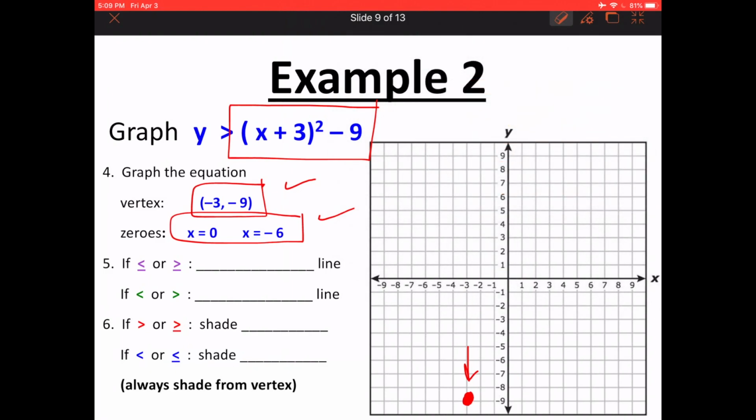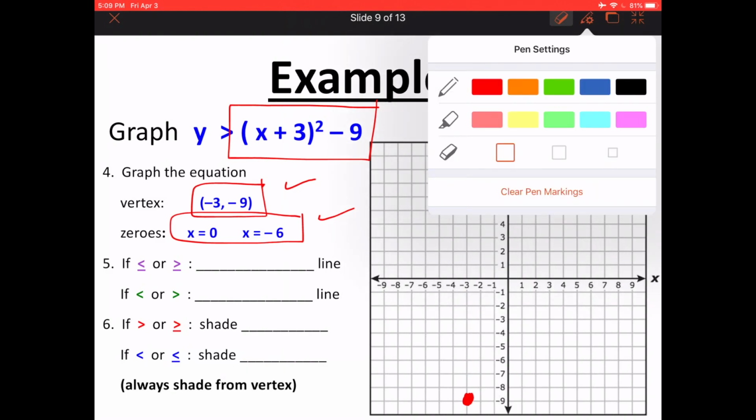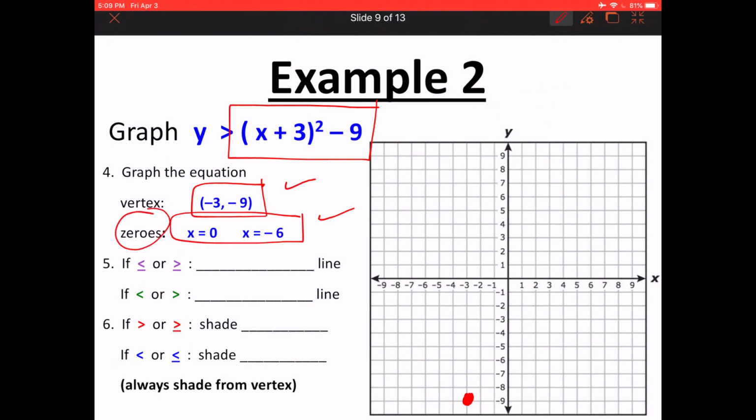Okay? Now let's graph my zeros. Remember, my zeros is where the parabola crosses the x-axis. So if it crosses at 0, I cross right here at 0. So that would be x equals 0. If it crosses at negative 6, I just put my point there, x equals negative 6. And let me label my vertex here at negative 3, negative 9.